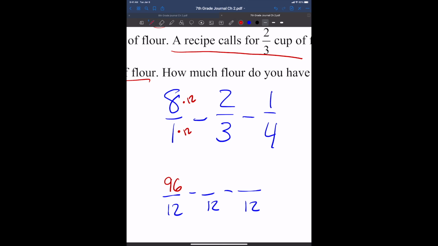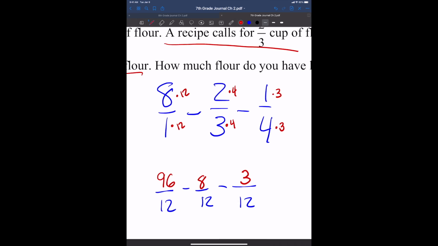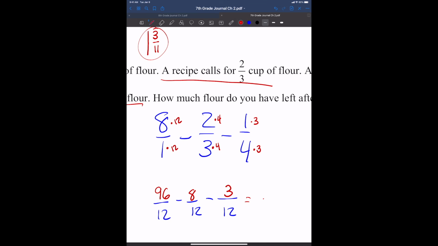96. Good. Now, how did I go from 3 to a 12? 4. So do it to the top. 8. Okay. How did I get 4 to turn into a 12? 3. Okay, so if I do it to the bottom, I got to do it to the top. Now this is just a simple subtraction problem, except I'm going to keep the denominator of 12. What's 96 take away 8? 88. And then take away 3. 85. Oh my gosh, what is this?